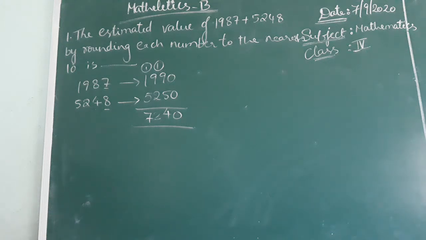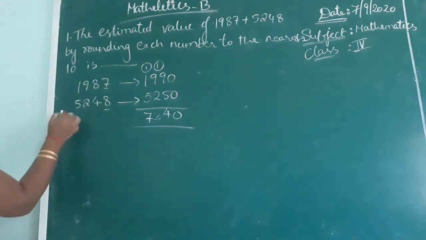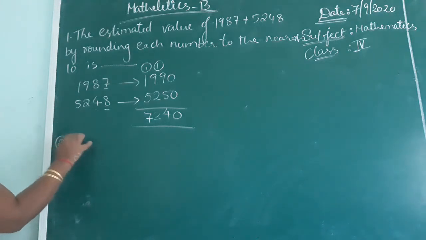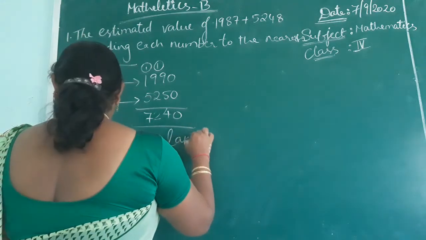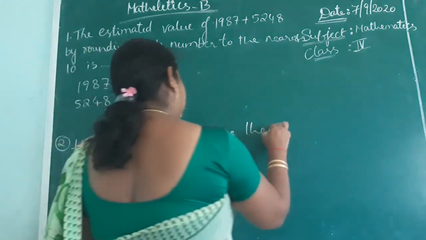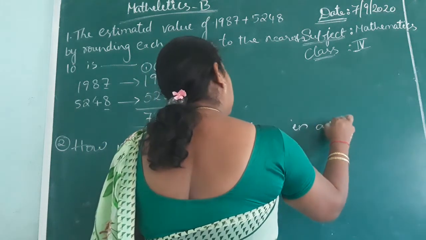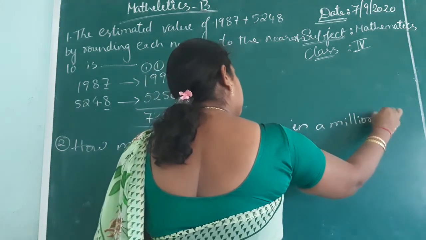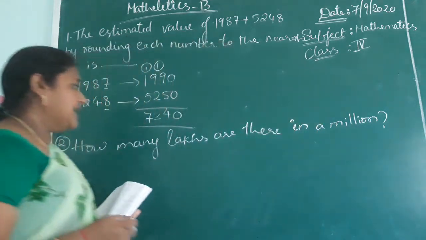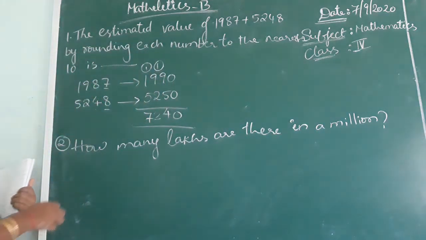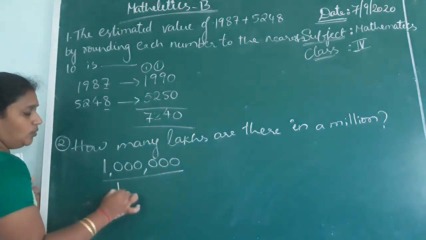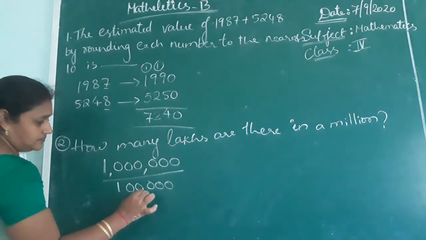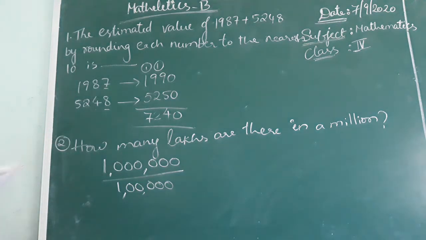Second one is that. How many lakhs are there in a million? 1 million contains how many lakhs, children? See, 1 million divided by 1 lakh. So, how many lakhs are there in 1 million?